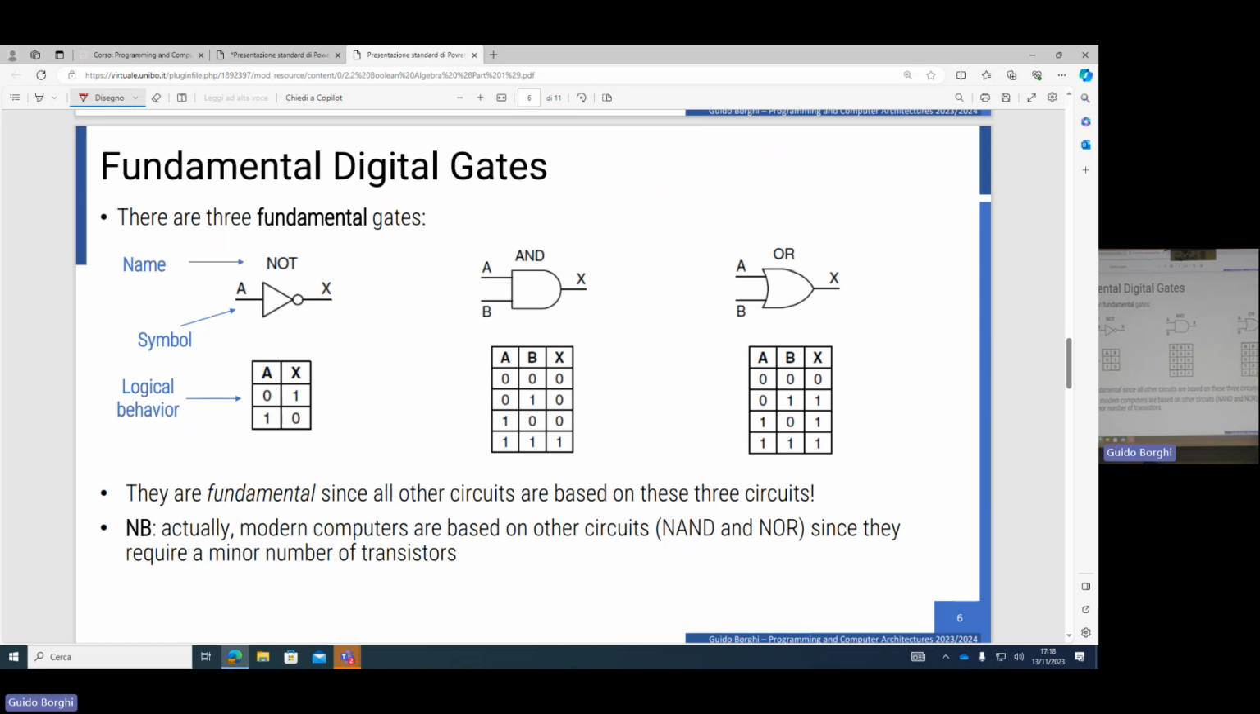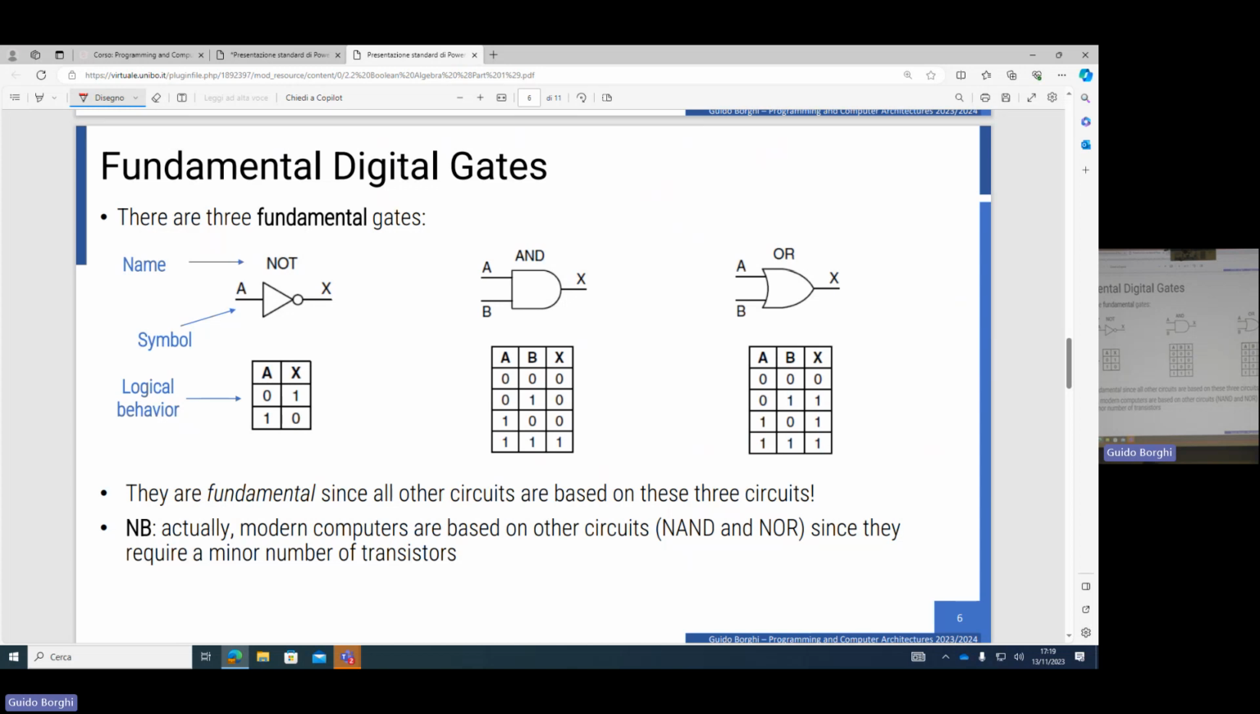Last digital gate, last fundamental gate is the OR gate. 2 inputs, 1 output, and logical behavior. And tell me if this table reminds you of something, okay? 0, 0 is 0. 0, 1 is 1. 1, 0 is 1. 1, 1 is 1. It is the addition of two different bits, with the exception of this line, okay? Zero with the carry.